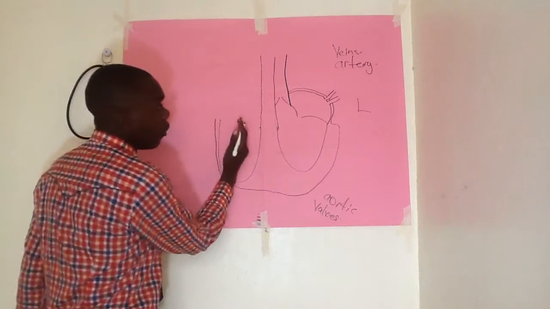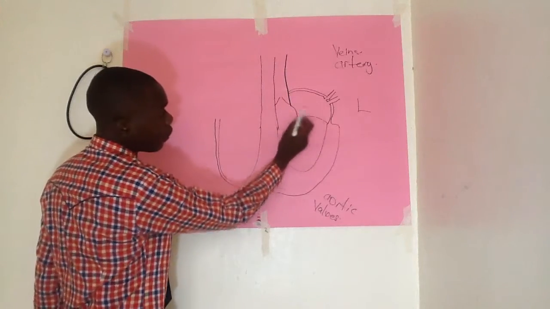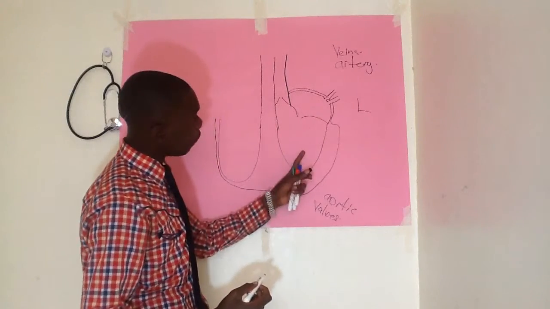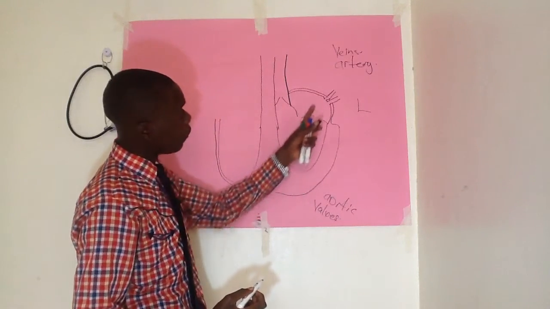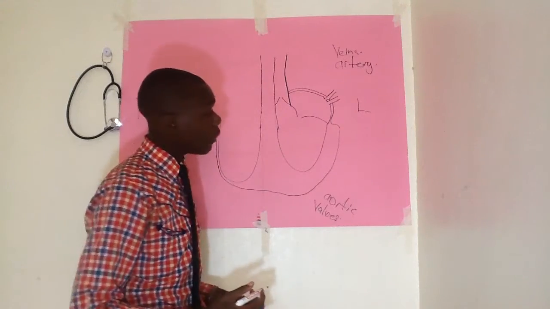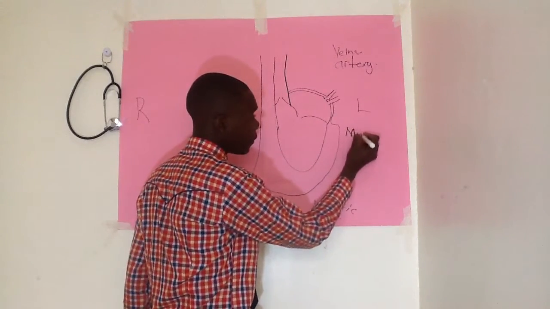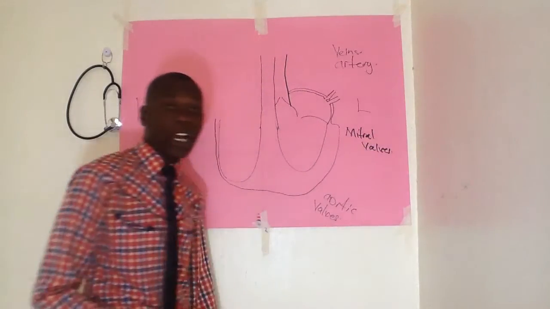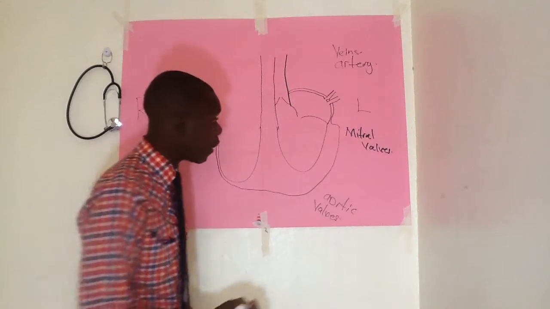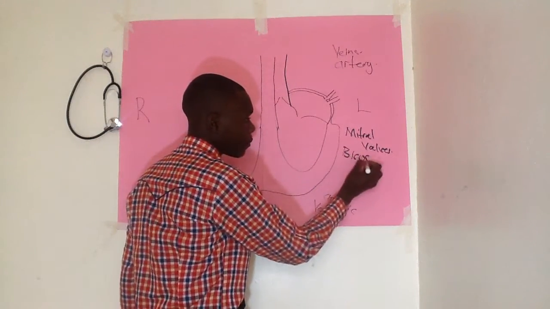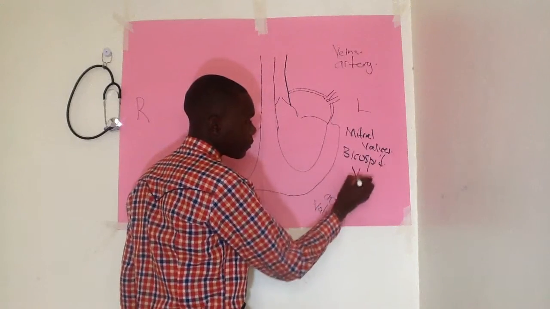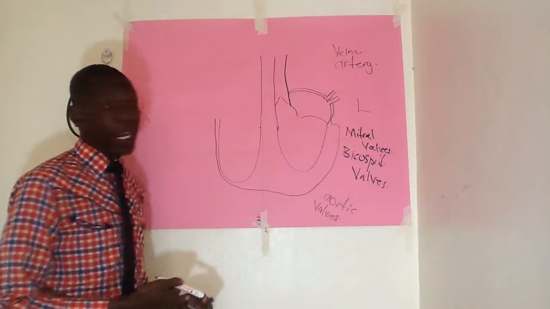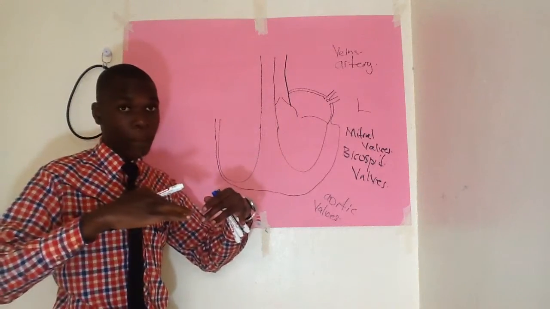So this set of valves separating the left ventricle from the left atrium are known as the mitral valves. But they can also be called bicuspid valves. Why are they called bicuspid valves? Because they have 2 cusps.